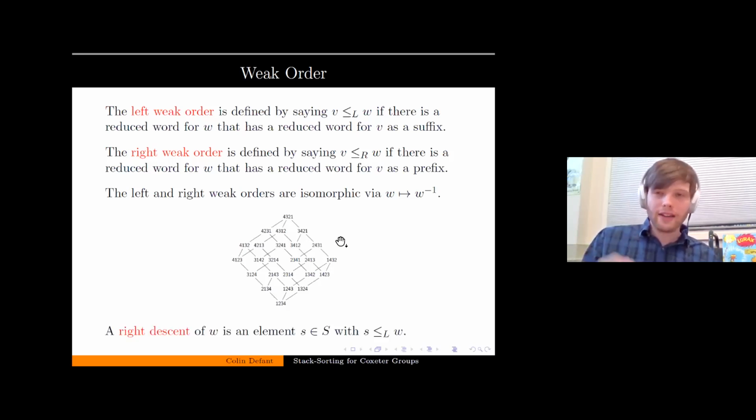And then also a right descent of little w is just a simple generator that is less than or equal to little w in the left weak order. It might seem a little weird that I'm defining a right descent using the left weak order, but this is basically because an alternative way of saying this is that S is a right descent of W if, when you multiply W on the right by S, the Coxeter length goes down. But anyway, this is one way of thinking about it.